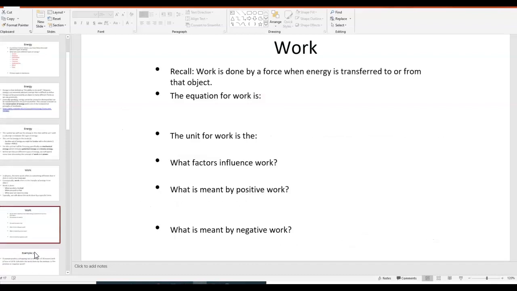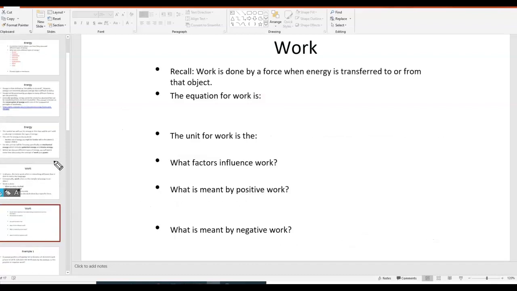So let's move on. Recall that work is done by force when energy is transferred to or from an object. We talked about that on the last slide. Now, here is the equation for work. For work, we write a capital W. To calculate the work done by a force, we take the size of that force, which is capital F, and we multiply by d, which is the distance that the object moves. So force times distance equals work.